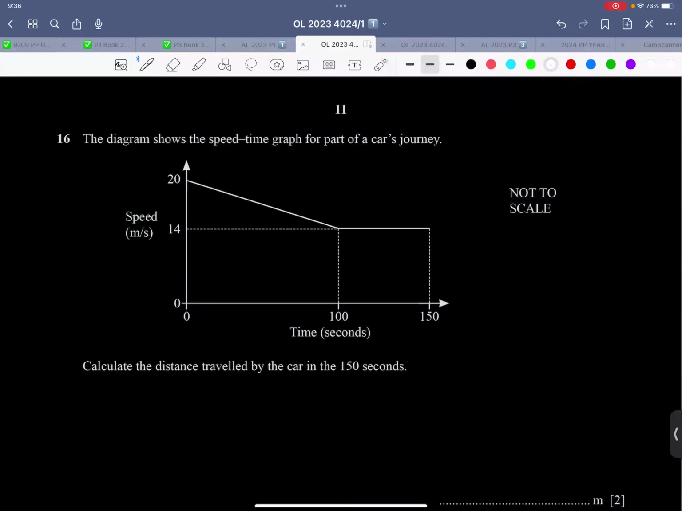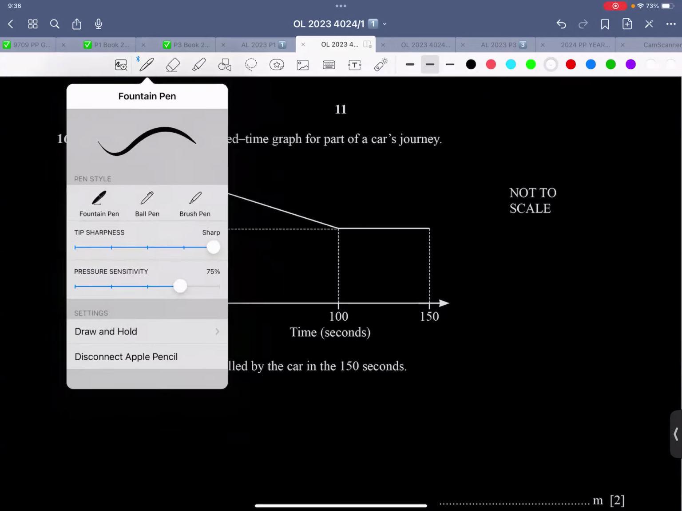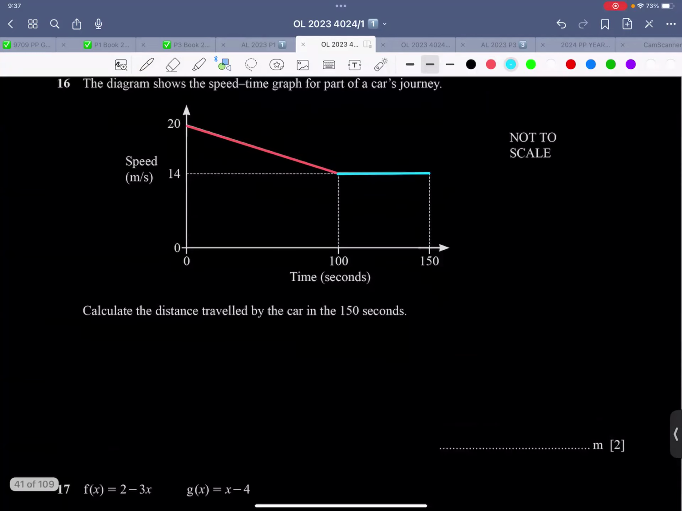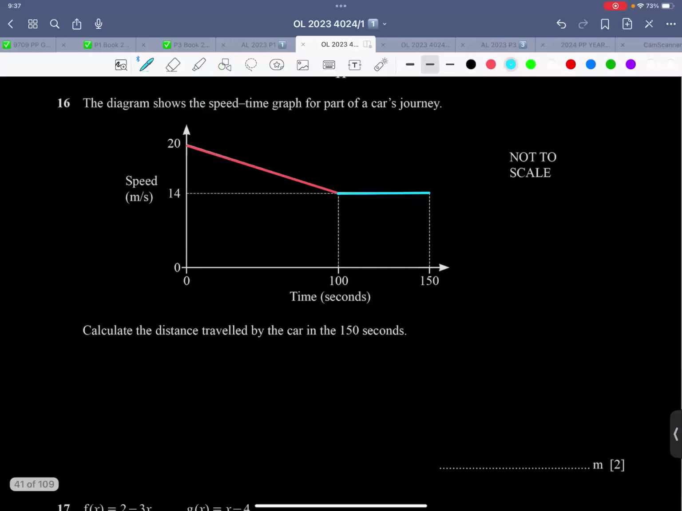Question 16. The diagram shows the speed time graph for a part of a car's journey. So there is this portion, which is the red portion, that's going this way. The speed is slowing down, it's decreasing, it's decelerating. And then there is this blue portion, which is the constant speed part. Calculate the distance traveled by the car in 150 seconds. It's not asking anything else. So basically, this one is the area of a trapezium. These two are parallel sides.